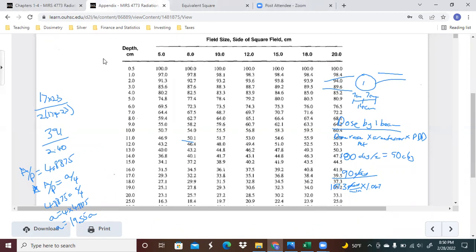I want to figure out how far we are in. Since we're at 19.55, we're going to be closer to this value than we are to this one. But the question is, how close?